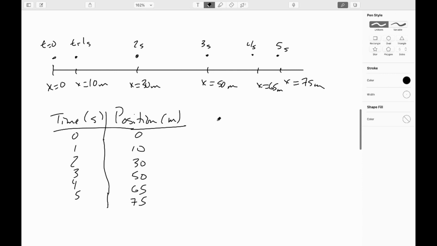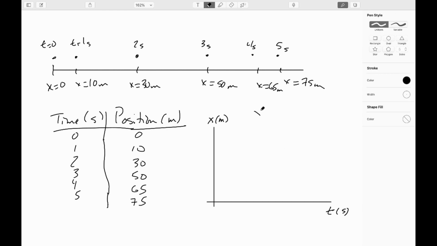And another representation that physicists really like using a lot is to make a graph. Now here, in math classes, a lot of times you'll be told this is always x, this is always y. Physicists are a little more loosey-goosey about it. Here, we would typically put time on the x-axis because that's the thing that is going to be changing. And then what's going to be changing in response? That would be the position. So time in seconds, position in meters.